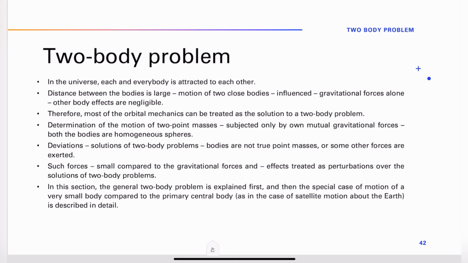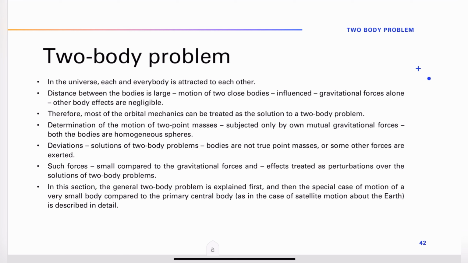The determination of the motion of two point masses subjected only to their mutual gravitational forces, considering both bodies to be homogeneous spheres, are the assumptions in the two-body problem. When deviations occur from these assumptions, like the bodies not being true point masses, not being homogeneous spheres, or other forces acting on them, such forces are usually very small compared to the gravitational force, and these effects can be treated as perturbations over the solution to the two-body problem.